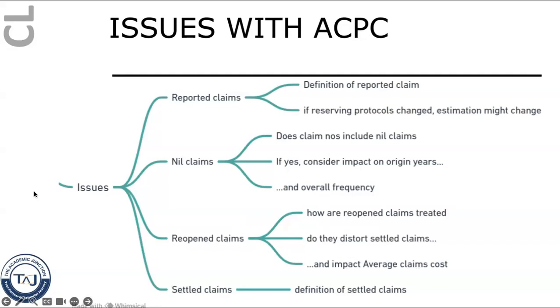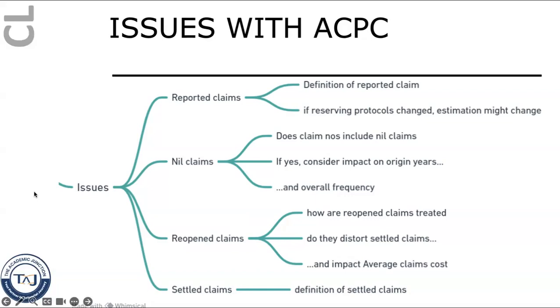Now in 2024, he reopens the claim. He goes to the ombudsman. The ombudsman tells the insurer, reopen the claim. Now the claim gets reopened in 2024, and in June 2024, it gets settled. The question right now is, with respect to the reopened claims, where does it go? Does it go to the origin year or does it go to the reported year?